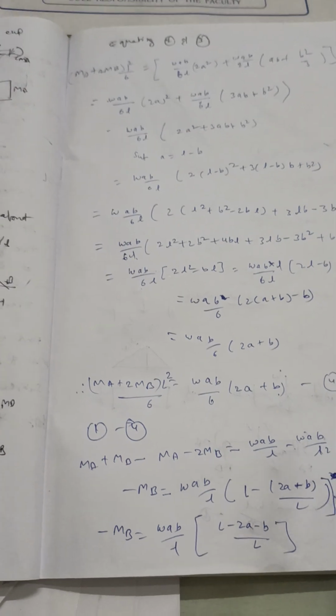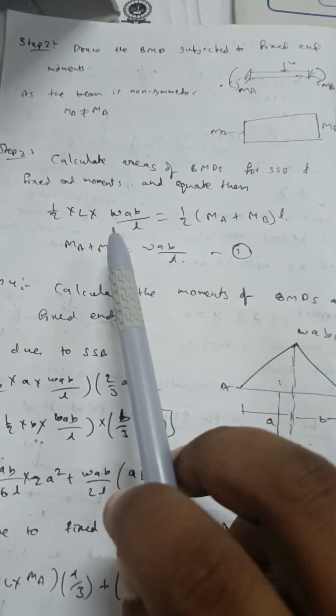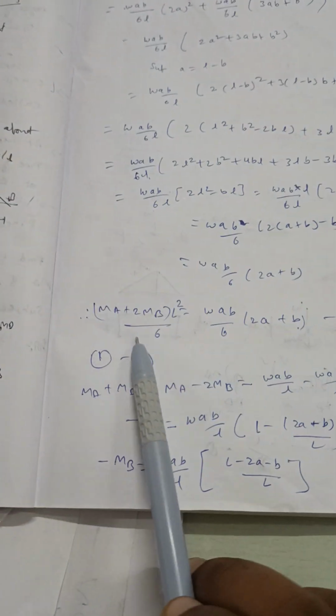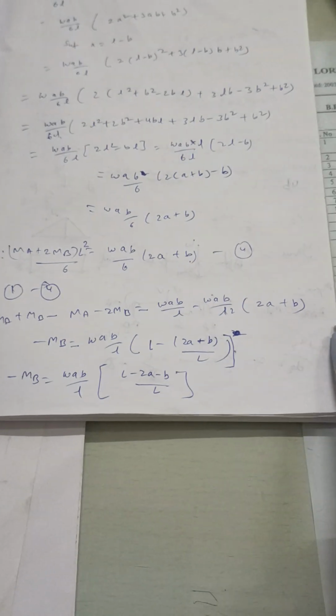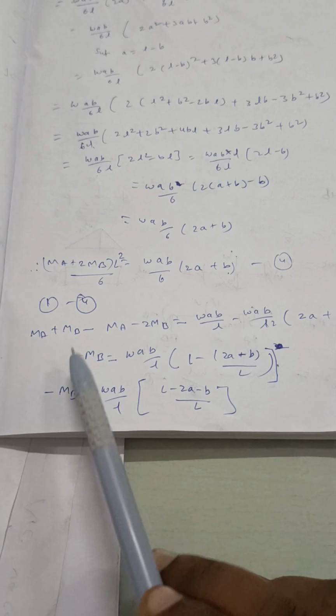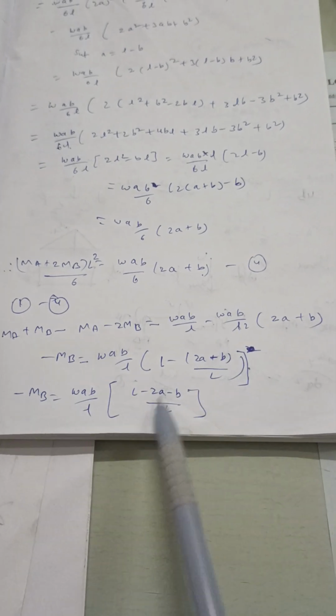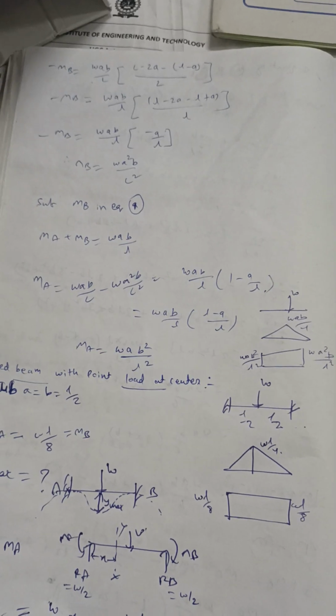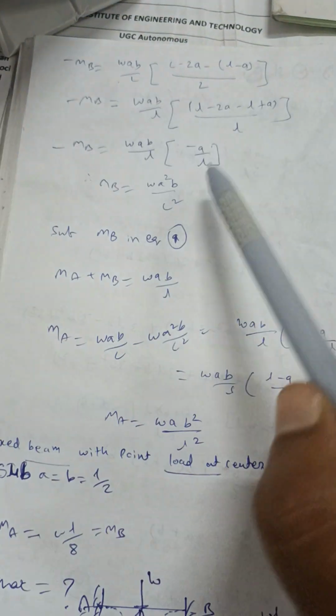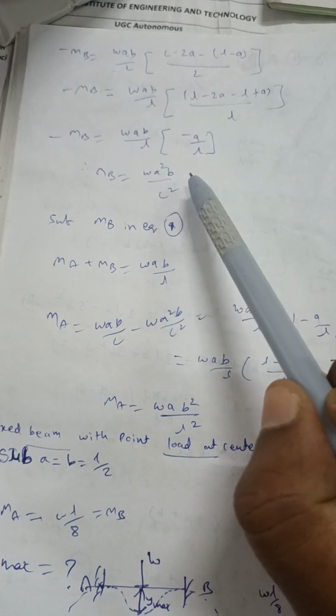Okay. Now let me subtract equation 1 minus equation 4. What is equation 1? This one. If I do equation 1 minus equation 4, left hand side minus left hand side equals right hand side minus right hand side, I will get this one. Then from here, if I solve it, I will get minus MB equal to this one. And finally, we will get the MB value as WA square B by L square.